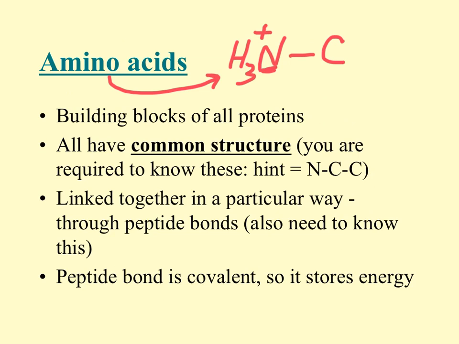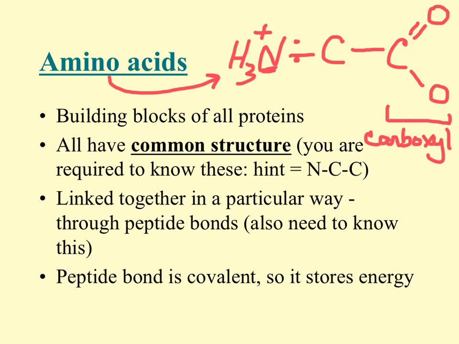Now, the central carbon in this chain is linked to the nitrogen by a covalent bond, which means they're sharing the electrons. You know that nitrogen is negative, so these electrons are closer to the nitrogen than the carbon. And then the carbon in the middle is linked to another carbon, and that carbon is linked to 2 oxygens, and this particular structure is called a carboxyl group. That's really important. You're going to see carboxyl groups all over the place.